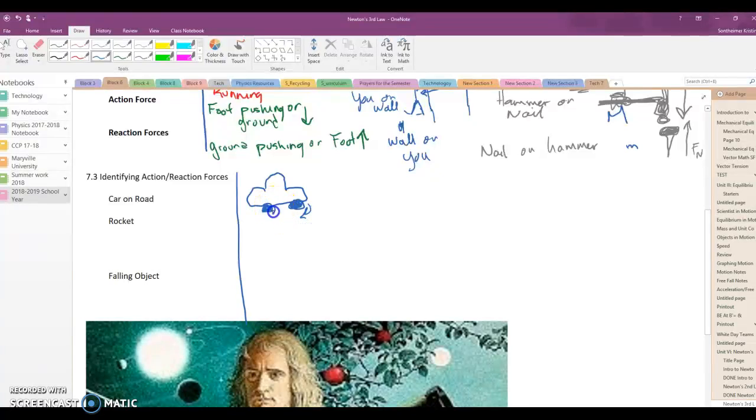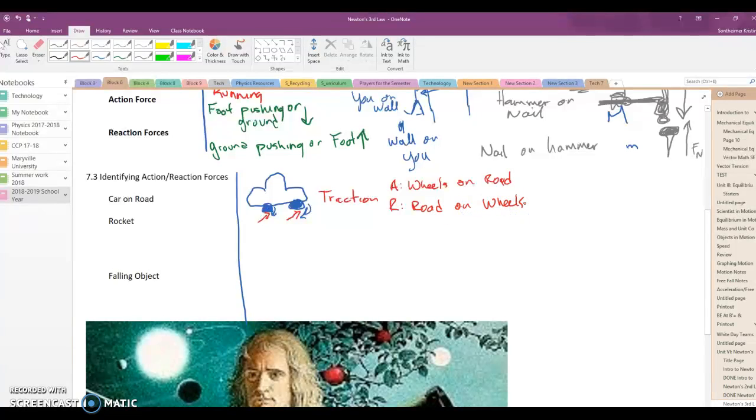As your wheels push down on the road, the reaction force is the road pushing back on the wheel. That's what allows you to move forward. That traction is what we usually call it. By pushing down, the action force is wheels on road, and the reaction force is road on wheels.